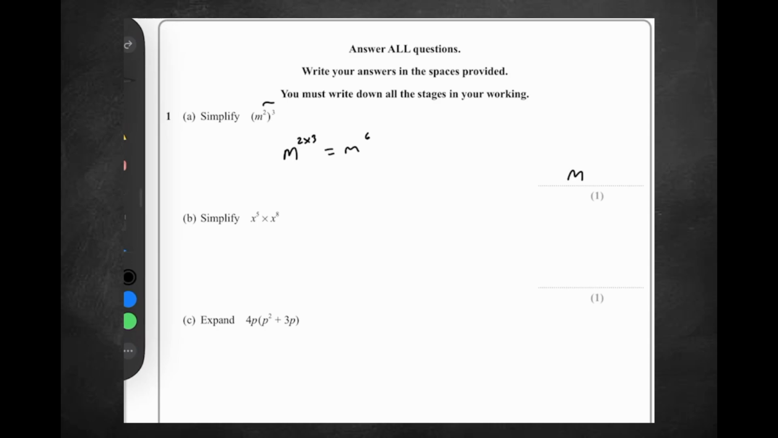Part B. Simplify x to the power 5 times x to the power 8. All we have to do here is add the powers together. So x to the power 5 plus 8, which is x to the 13.